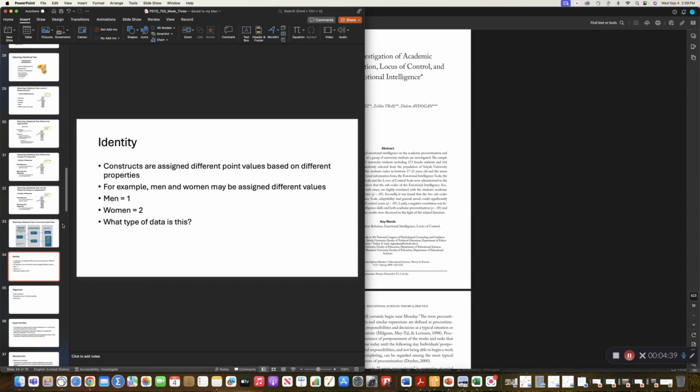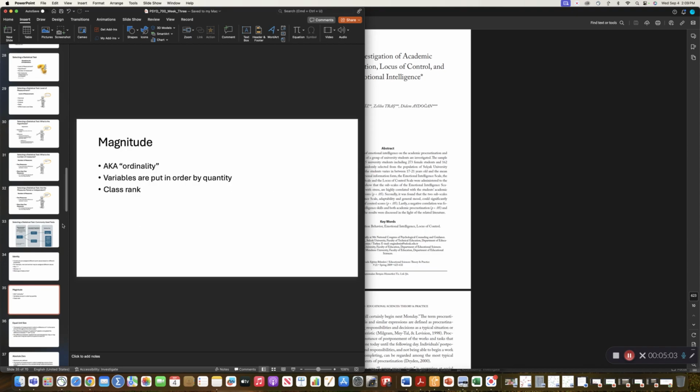That doesn't mean that 1 is greater than 4, or that 4 is a larger value than 1, or vice versa. It just means that each number represents a different category of attachment style or relationship style. And so this is going to help determine what type of statistical analysis we can use to analyze the data, depending on what that data represents or what properties it has. So nominal data would have that property of identity. The next one we want to look at is magnitude, also known as ordinality.